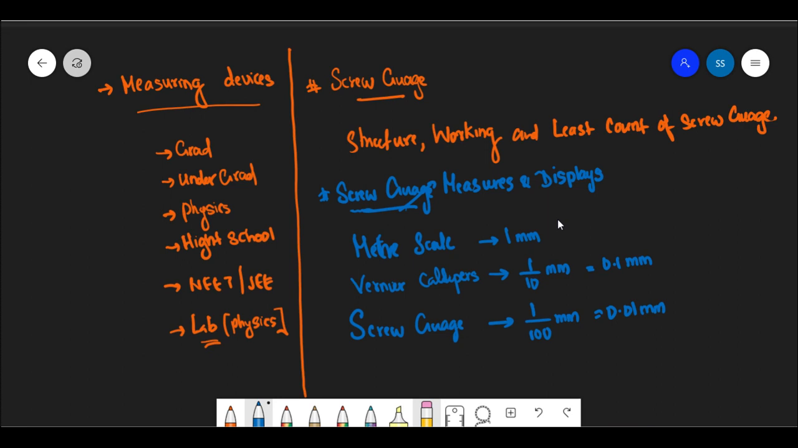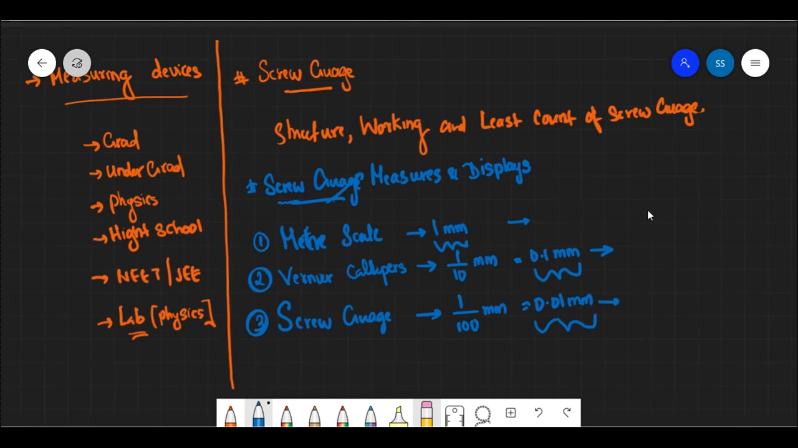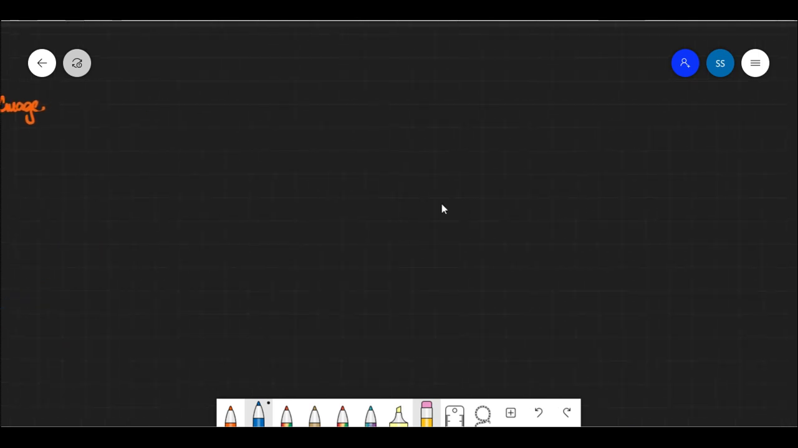From this we can understand meter scale, vernier caliper, and screw gauge. Obviously, I'm not saying the others are not precise, but the screw gauge is the most accurate. The smaller the least measurement we can take, the more precise the instrument is going to be. That's what we can say.